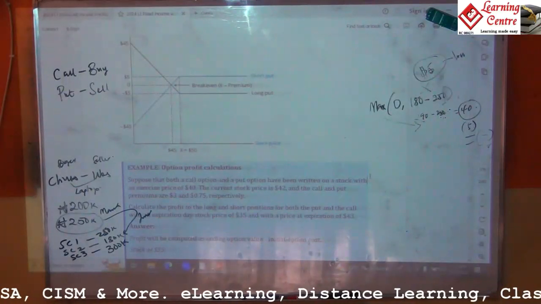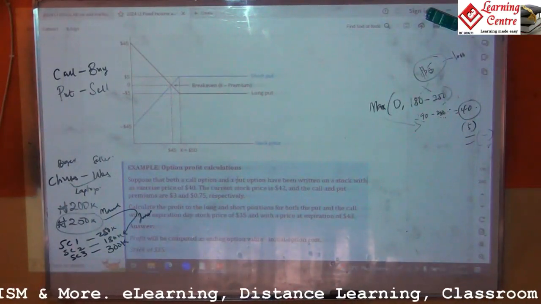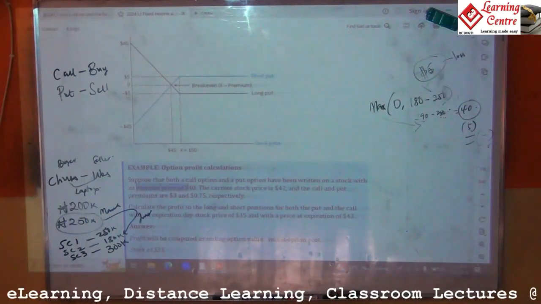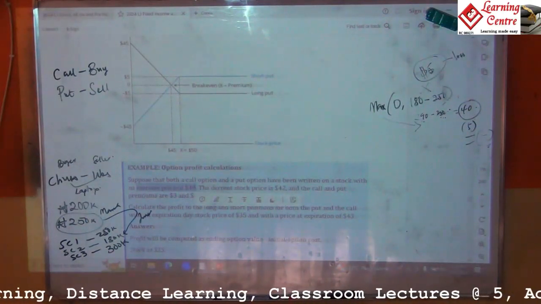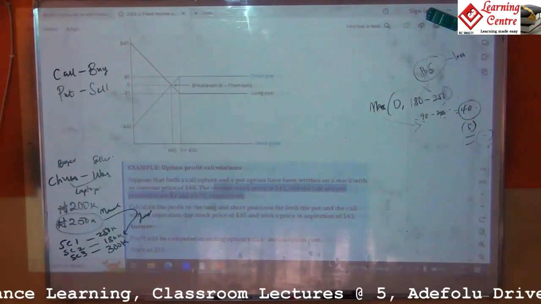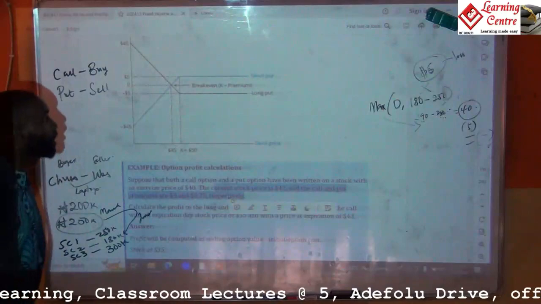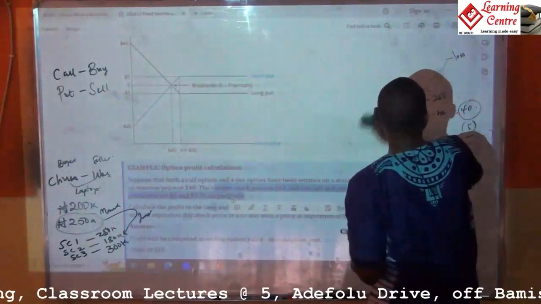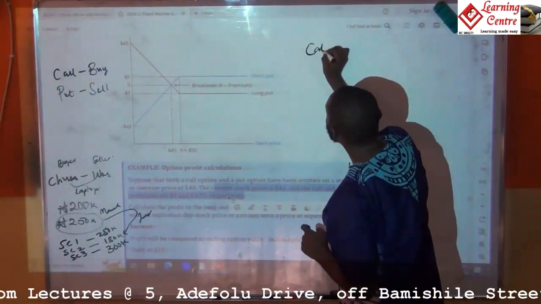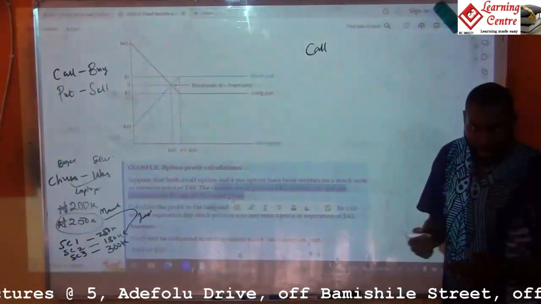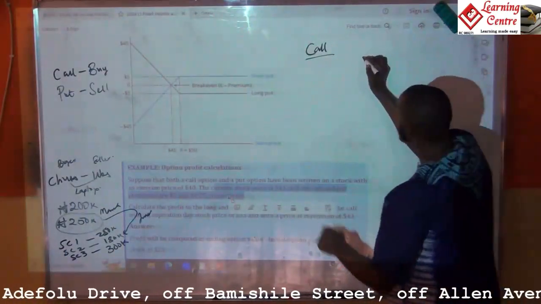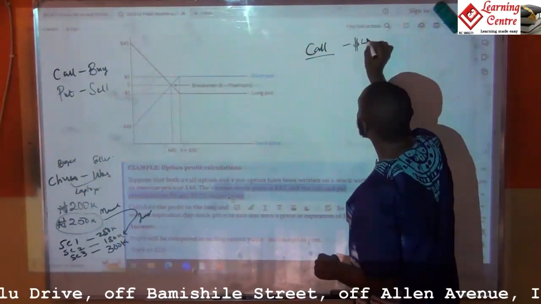So suppose that both a call option and a put option have been written on a stock with an exercise price of $40, right? The current price is 42, and the call and put premiums are 3 and 0.75. So I will do the call. Okay, I've not done puts, so we'll do it together. So it's a call option, which is an option to buy, right? The exercise price is $40.